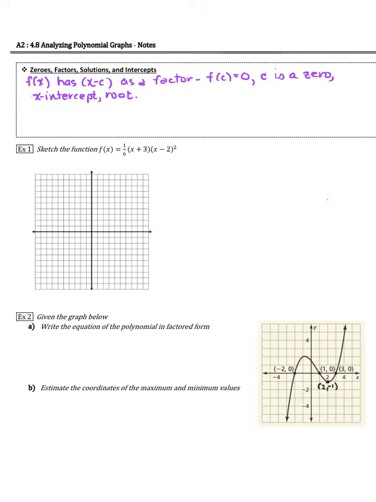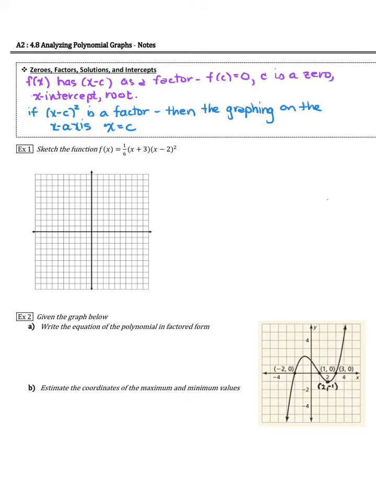And remember that if x minus c squared is a factor, so you have a double factor, then the graph bounces on the x-axis at x equals c. So that's how you can tell if you have a double root from the graph.